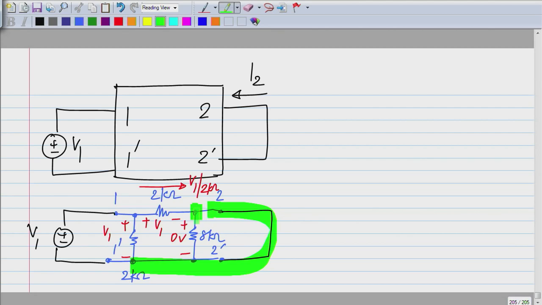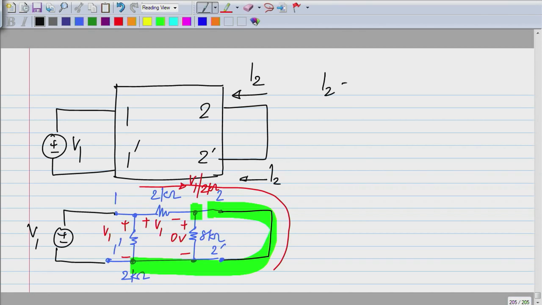I mean, see from the current divider theorem. So if you have something across a short circuit, all of the current will go through the short circuit. So this V1 by 2 kilo ohm is what flows out like that. And remember, this I2 is what we are trying to measure going into the network.